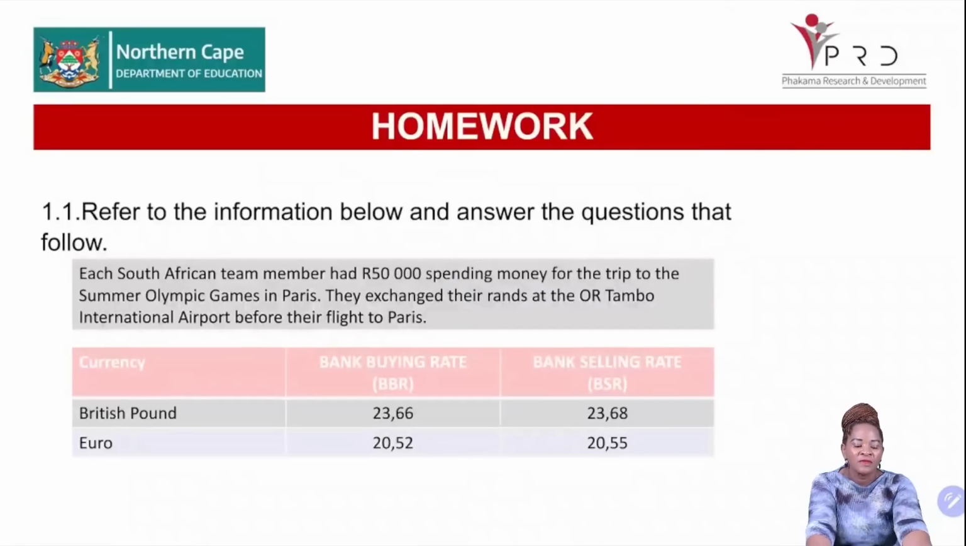And then grade 12 learners, I have a homework for you whereby you're supposed to refer to the information below and answer the questions that follow. Each South African team member had 50,000 rand spending money for the trip to the Summer Olympic Games in Paris. They exchanged their rands at the OR Tambo International Airport before their flight to Paris. Now, this is the currency rate sheet I was referring to.